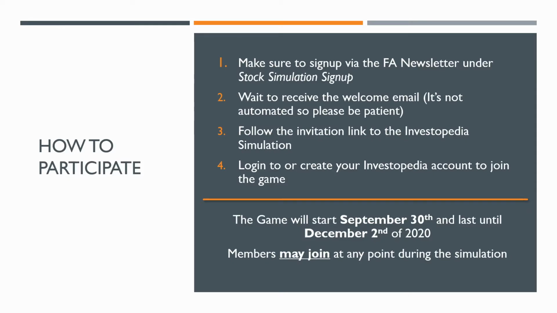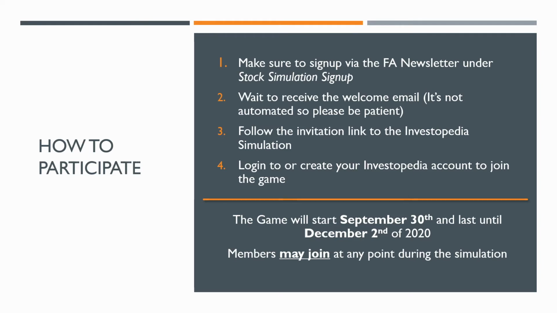So now we're going to get into how to participate. First things first, make sure that you're signed up for the FA newsletter. The stock simulation sign up is going to be in there, usually toward the bottom. And then after you sign up using the Google form, you will just wait to receive a welcome email. As I have in this PowerPoint slide, it's not automated, so just please be patient with me. I try to send them out as soon as I see them.